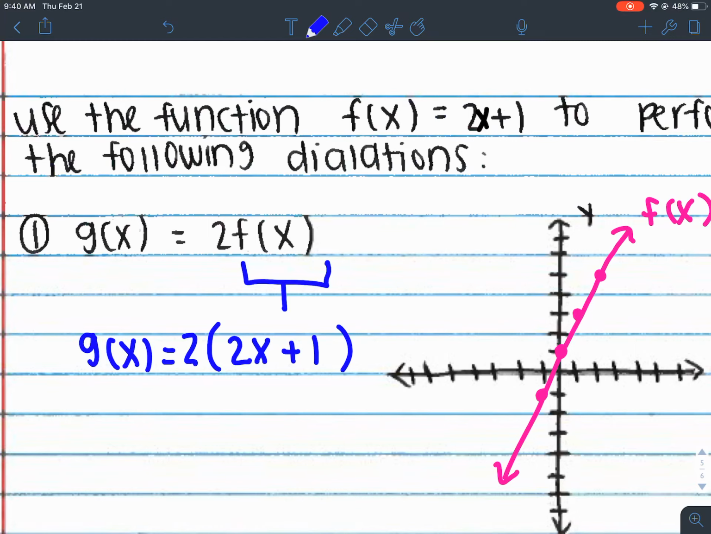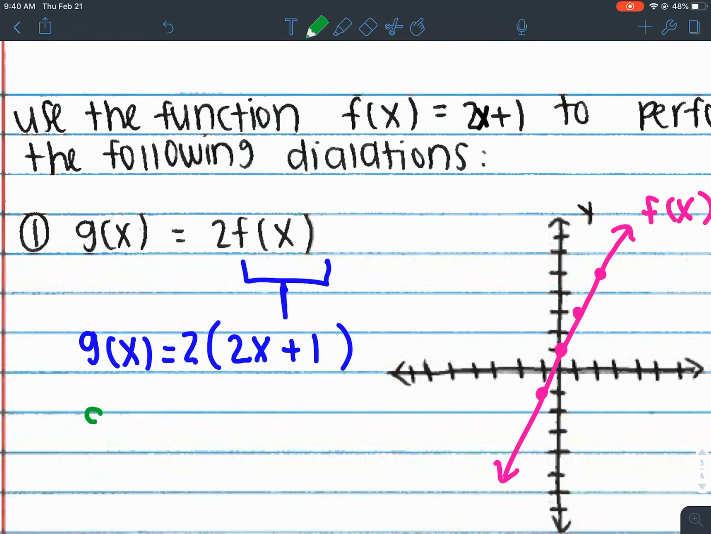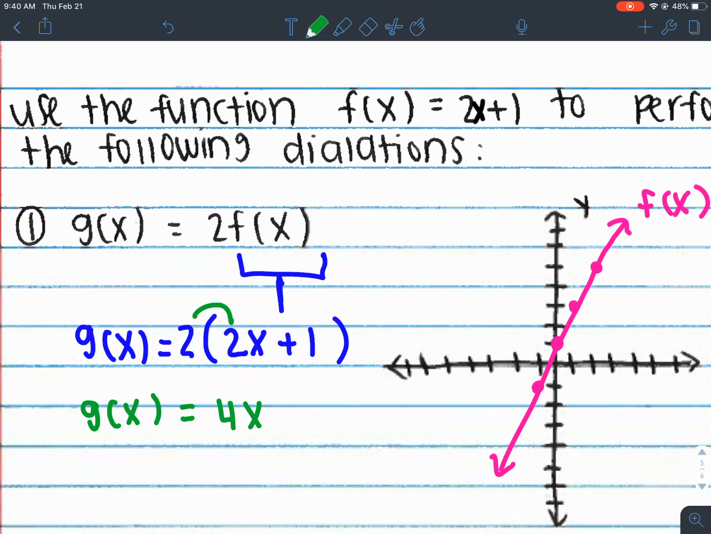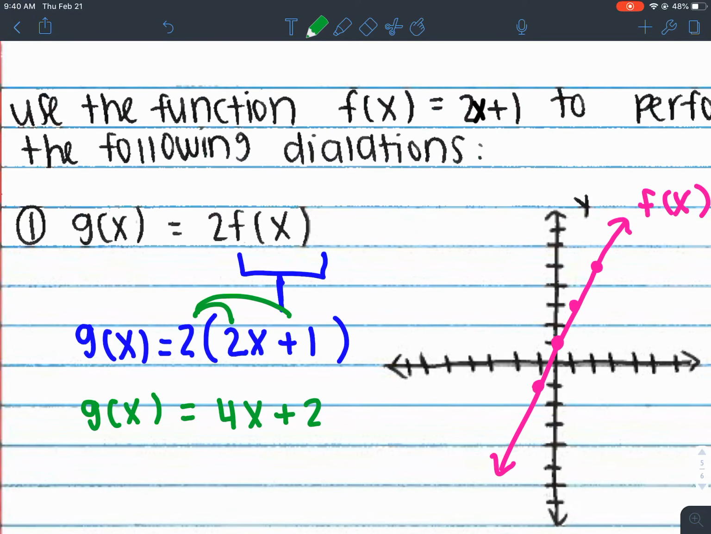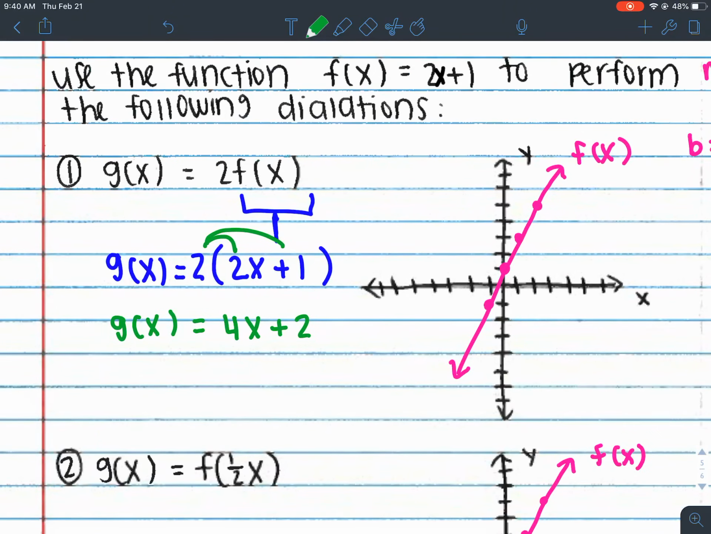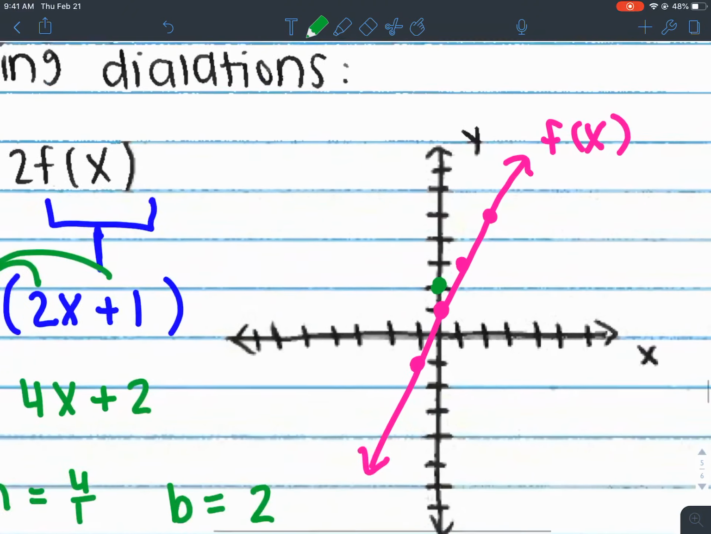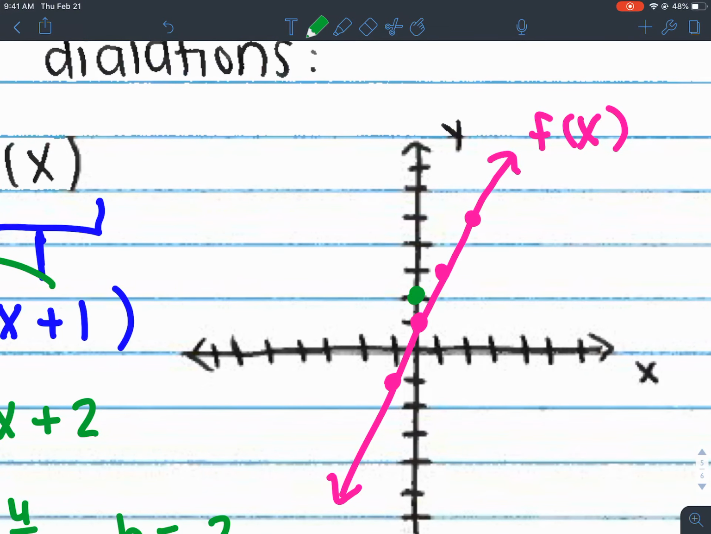So I have g of x equals, so all we're doing is substituting what f of x is, and we know f of x is 2x plus 1. And so we have g of x equals 2 times 2x, which is 4x, and 2 times 1, which is plus 2. So now we have a new graph. So basically, just graph this new line. What's my slope? 4 over 1. What's my y-intercept? 2. So I'm going to plot the point positive 2, and I'm going to use my slope of up 4 over 1.